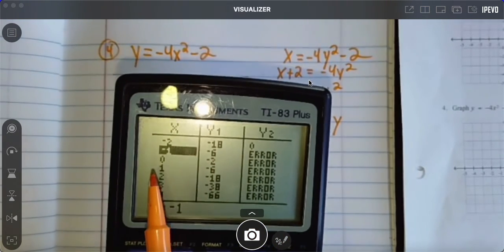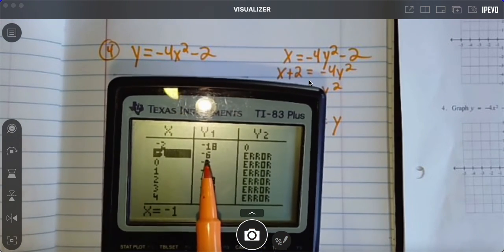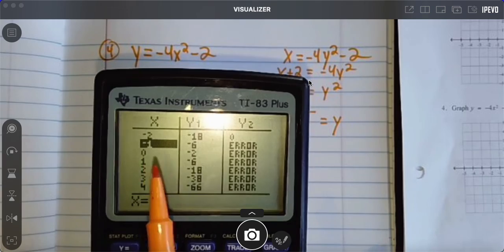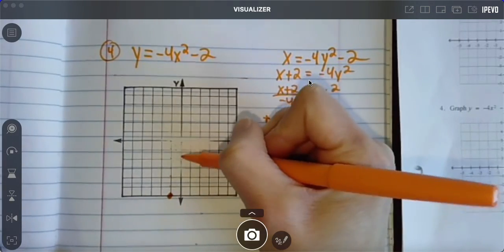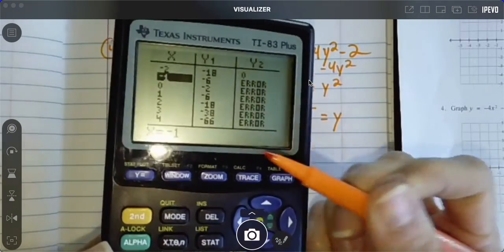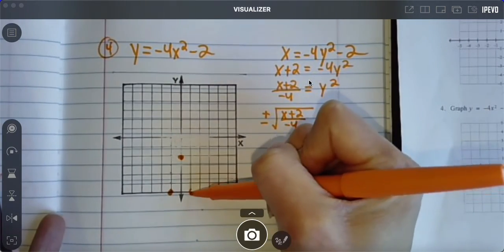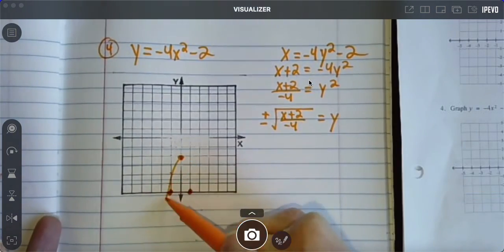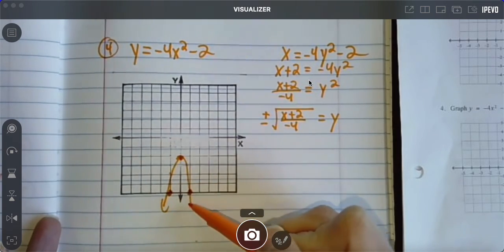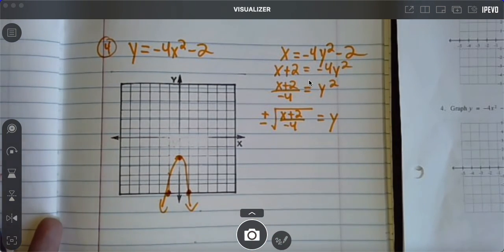Right here my x is negative 1 and my y is negative 6. My x is 0, negative 2. Y'all pay attention. And then I'm going over 1 and down 6. And when it repeats like that, that's the best. So then you create that, and you got that first parabola. That's part of your points.